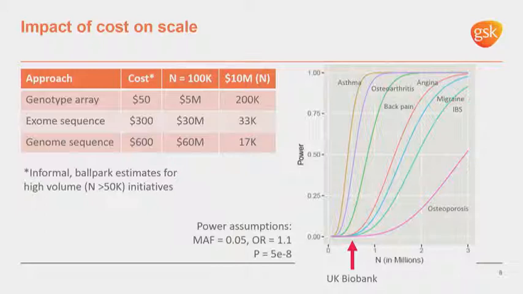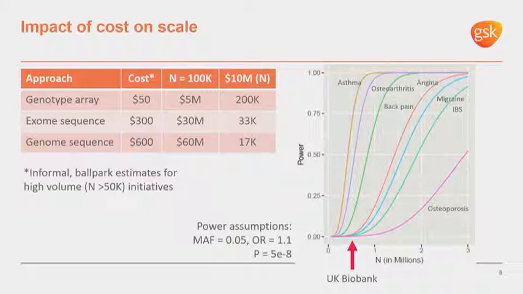To flip that around, probably more realistic in most situations, if you have a fixed budget, let's just say you have $10 million to collect genetic data, you can collect 200,000 genotype arrays, 33,000 exome sequences, or somewhere between 12 and 17,000 whole genome sequences, which obviously puts you in a very different place in terms of the potential applications or uses of the data that you're collecting.